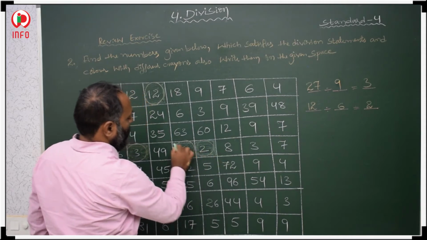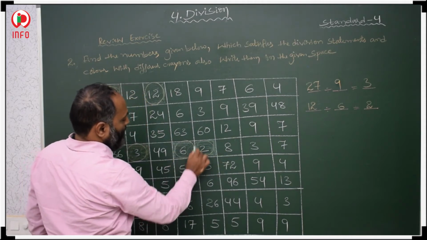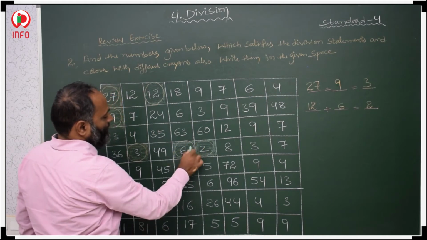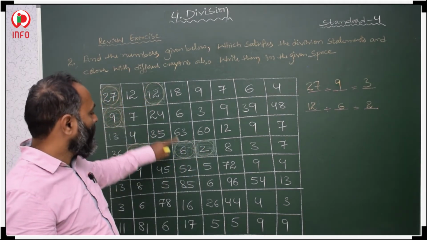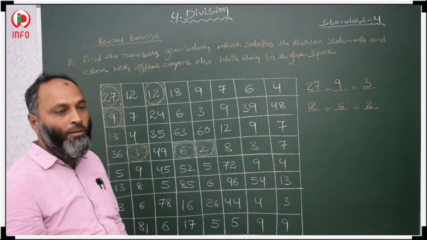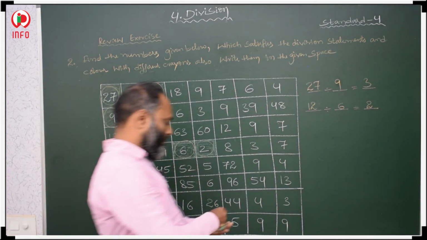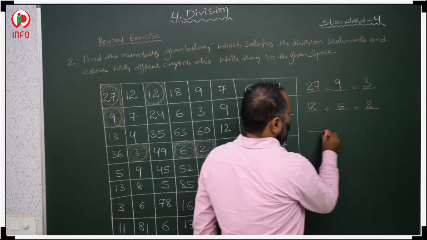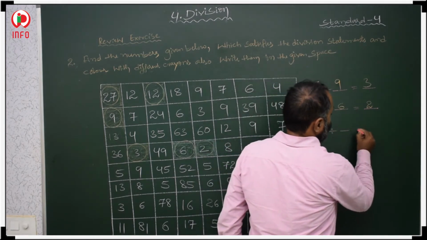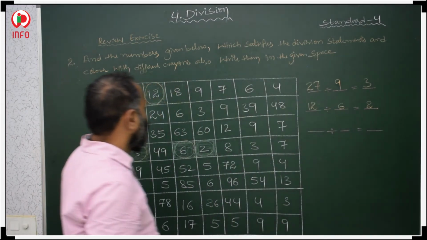This with different color. Okay. 12 divided by 6 is equal to 2. Now, so what divided by what? Which gives what?